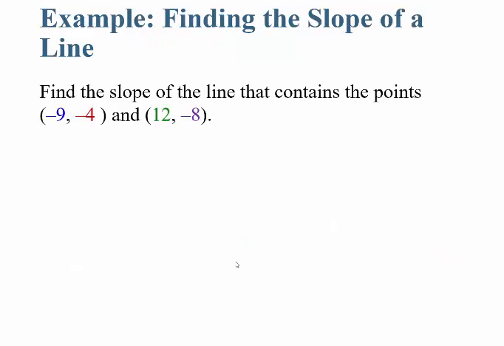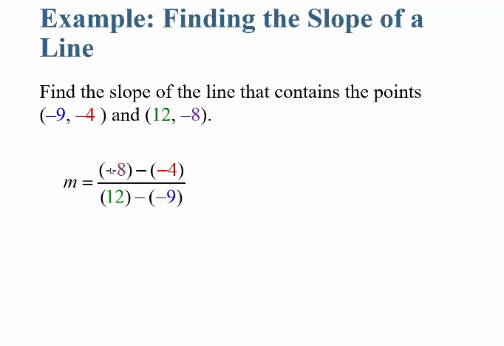All right, let's do a tricky one here. Let's find the slope of a line that contains these points. Notice how there's a lot of negatives in here. One point is -9, -4, and another point is 12, -8. This right here is going to be our x1, y1, and this here is going to be our x2, y2.